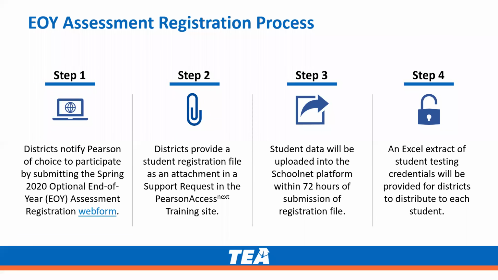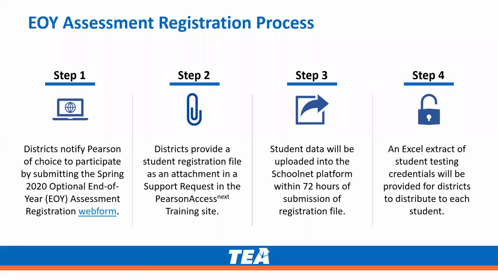You want to make sure to access that, and you're going to indicate in that web form that you will choose to participate. You're entering the grade levels of the students who will participate and the number of students who will participate. So that is your first step, again, indicating to Pearson that you will be opting in for this assessment by submitting that web form.